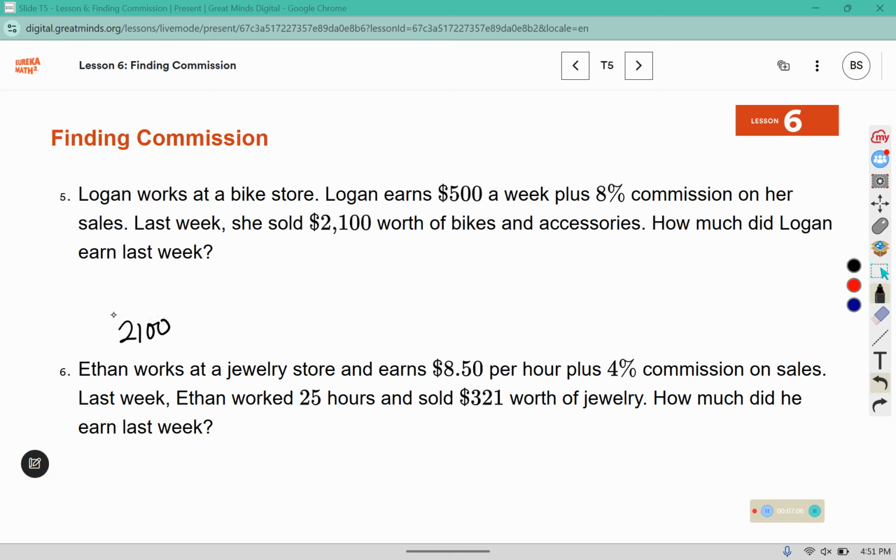She sold this much worth of products, and she's going to earn 8%. We will cross multiply and divide. And that's going to tell us just the commissions. So 2,100 times 8 divided by 100 is 168 for commissions.